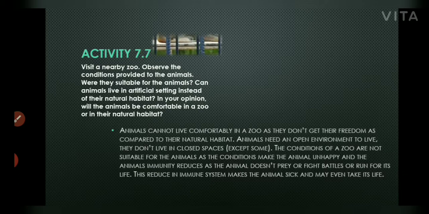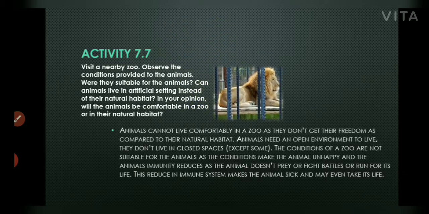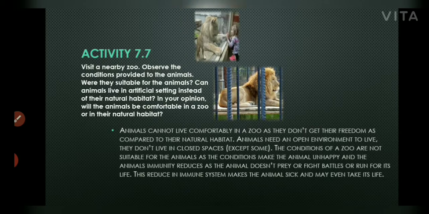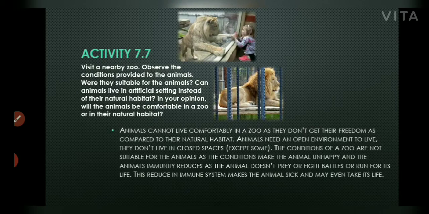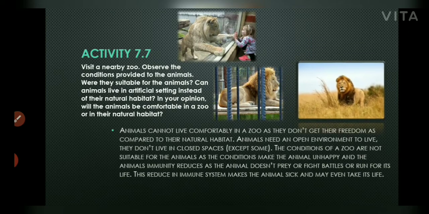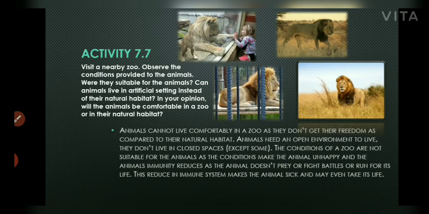Animals cannot live comfortably in a zoo as they don't get their freedom as compared to their natural habitat. Animals need an open environment to live. They do not live in closed spaces except some. The conditions of a zoo are not suitable for the animals as the conditions make the animal unhappy, and the animal's immunity reduces as the animal doesn't prey or fight battles or run for its life. This reduction in immune system makes the animal sick and may even take its life.